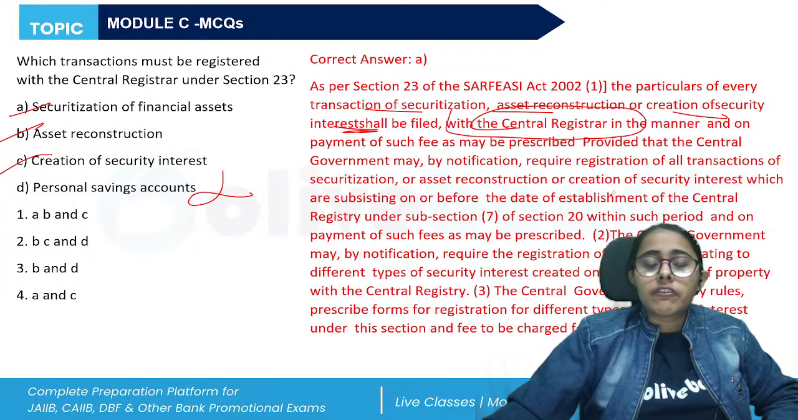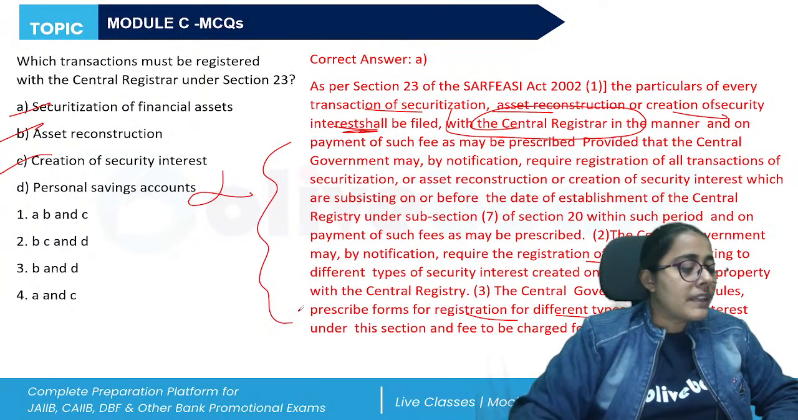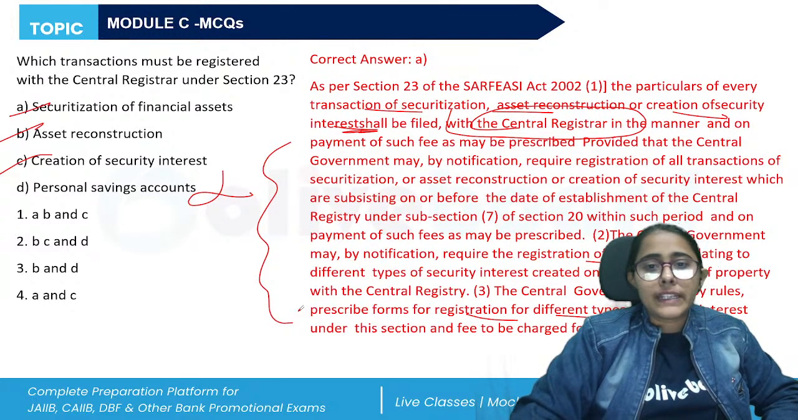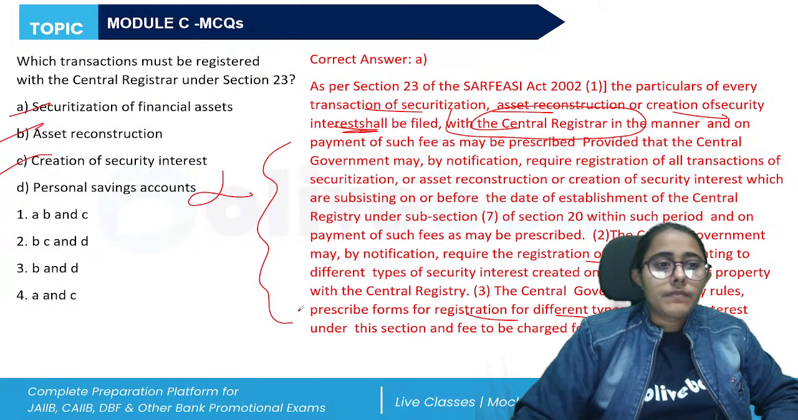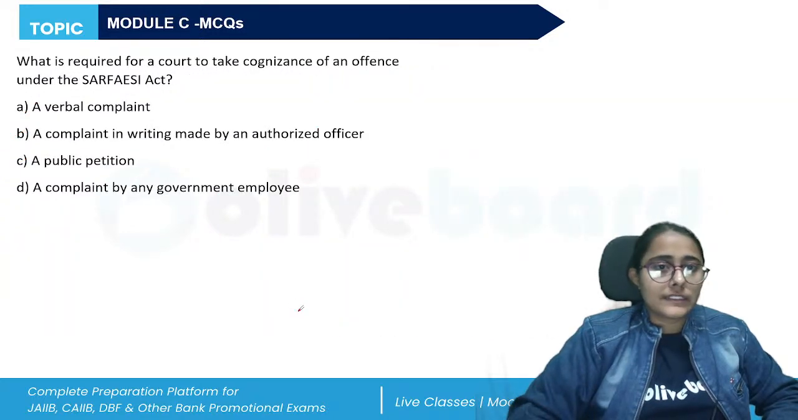So the central government may require the registration of the transaction. They may prescribe the forms for the registration for the different types of security interest. These are the different components of this particular section 23. So they need to make a registration of the securitization, asset reconstruction and creation of security interest.